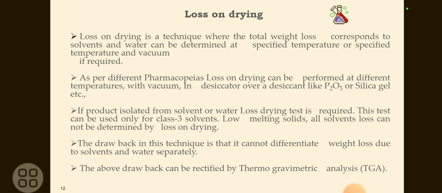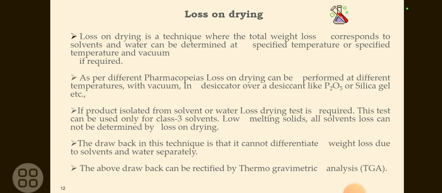The product isolated from the solvent or the water is required. This test can only be used for class 3 solvents, like low melting salts. For low melting salts, all solvent loss cannot be determined, because whenever the compound has a very low melting point, like less than 60 degrees or less than 40 degrees, this technique is not useful. To evaporate your solvents, based on the boiling point of that solvent, it may require more than 40 degrees. For highly volatile materials like methanol, it is more than 30 or 40 only. If your compound also has water in it, you have to definitely heat till 105 degrees. But because of the low melting nature of that compound, the actual solvent will not be determined. That is the limitation in the LOD.